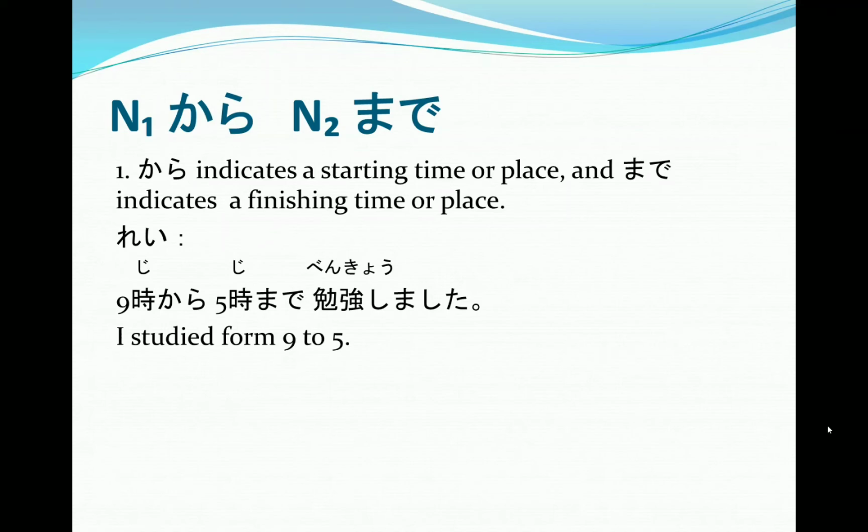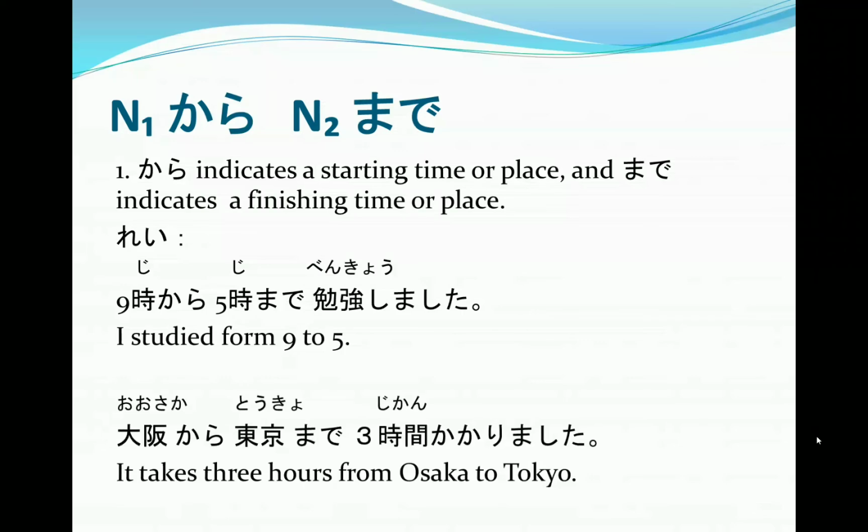All right. Then how about a place? When we're traveling, we have to start at some point and then finish or arrive at a certain point, right? So with that, we have Osaka kara Tokyo made 3時間かかりました. So the starting point of this sentence is from Osaka, and then the end point is Tokyo. Again, let's read that again. Osaka kara Tokyo made 3時間かかりました. Or it takes 3 hours from Osaka to Tokyo.